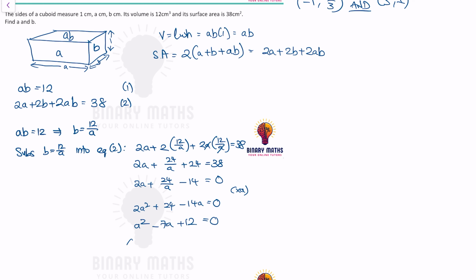Now I need to factorize it. I need two numbers that multiply to give 12 and add to give negative 7. It must be negative 3 and negative 4, which means A is equal to 3 or A is equal to 4.